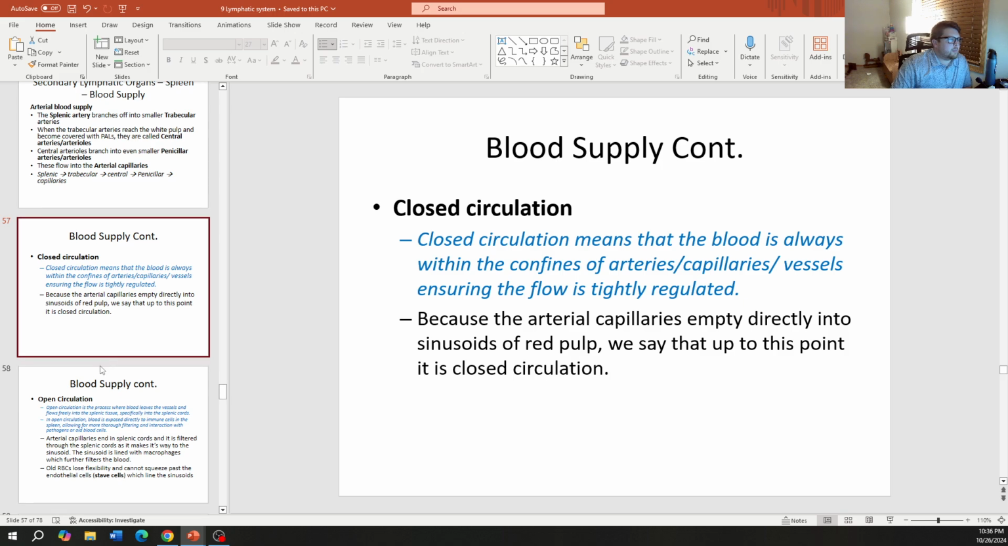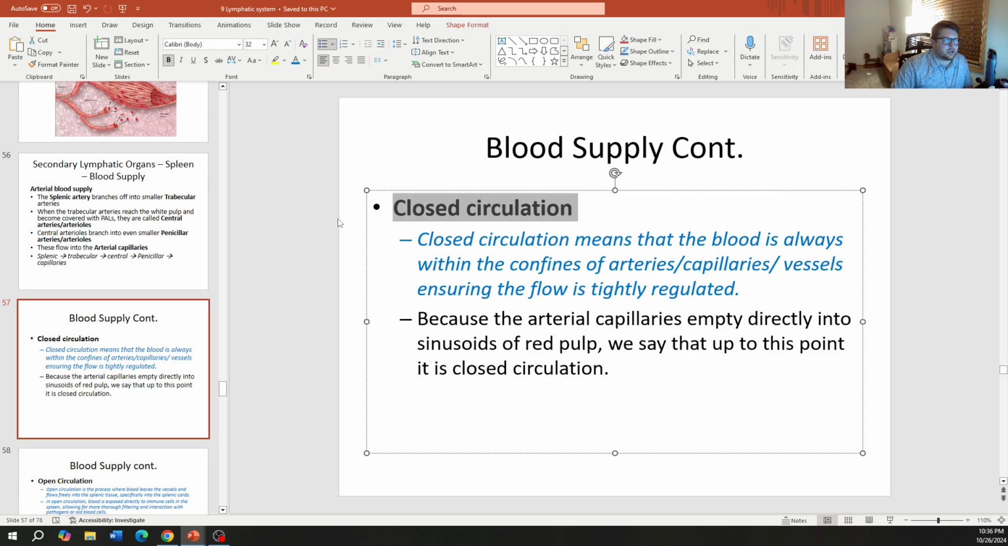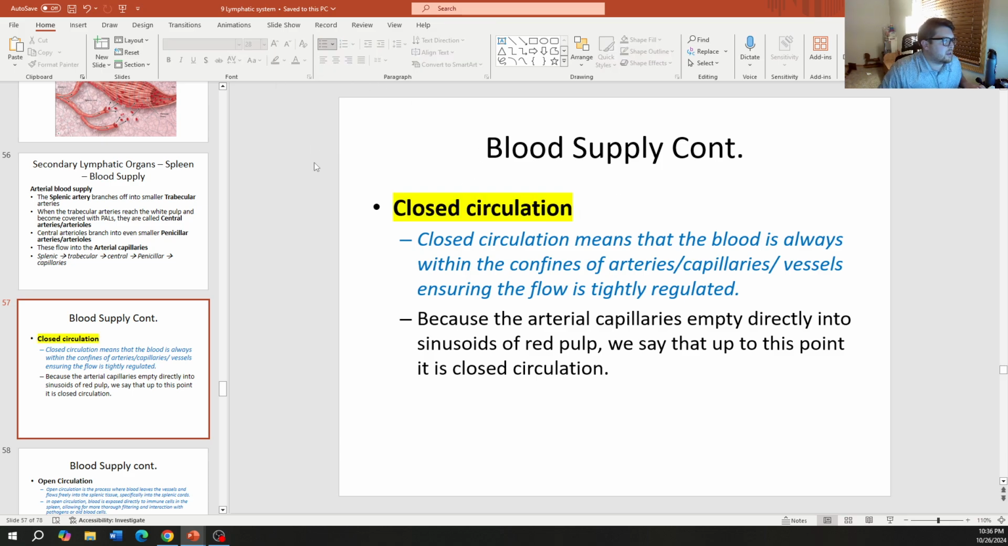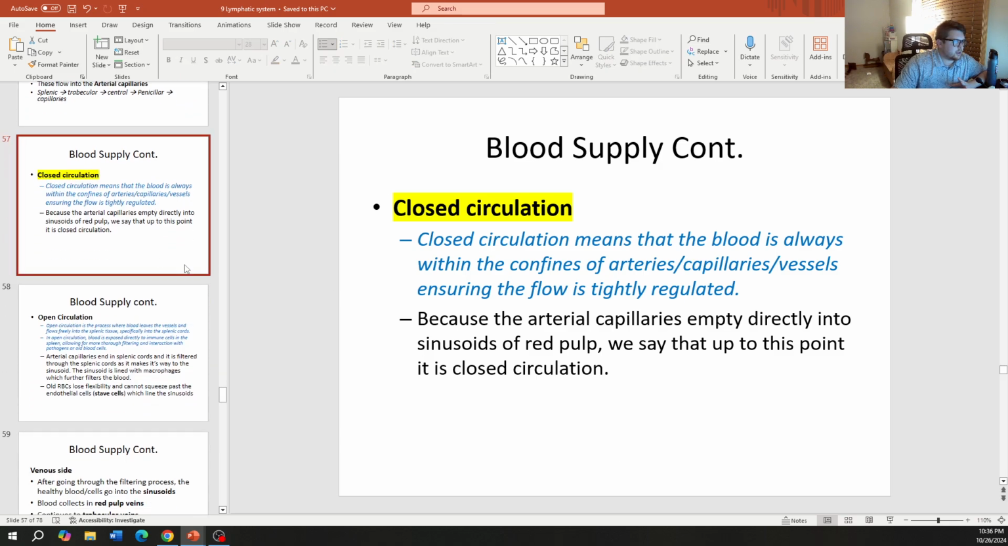When we talk about this blood supply, we say that up to this point, getting to the capillaries, we have what is called closed circulation. This will more than likely be a test question. So closed circulation just means that the blood is always within some type of vessel, whether that be arteries, capillaries, or any other kind of vessel, to make sure that the flow is regulated tightly. Okay? So up to this point, it's closed circulation.